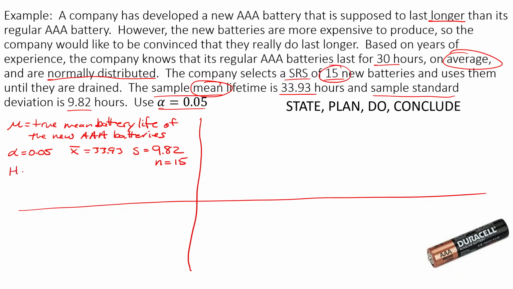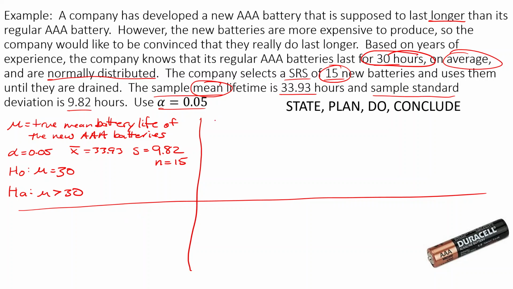All right, and then we need to come up with our hypotheses. So our null hypothesis is always going to be the mean is equal to something. We're going to say that it was equal to, the original ones was 30 hours. So for the alternative, we want to know, is it going to last longer? So that means it's going to be greater than 30 hours. All right, so that's everything in our state.